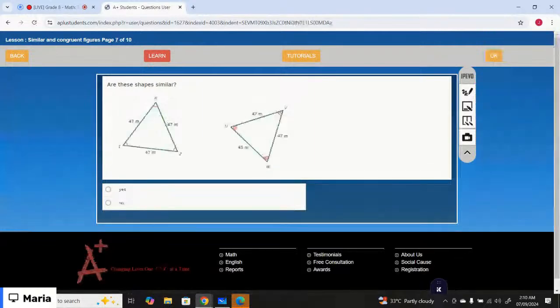Are these shapes similar? No, they are not similar, right? Okay, you can complete the lesson by yourself later today. Let me just move on to the next lesson.